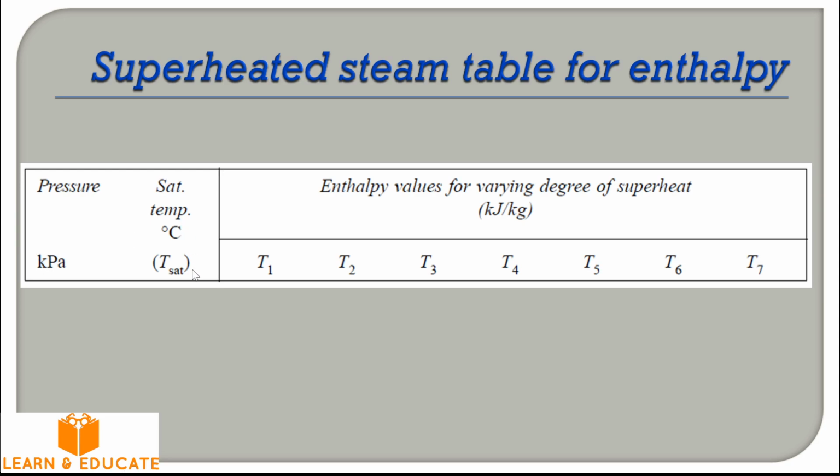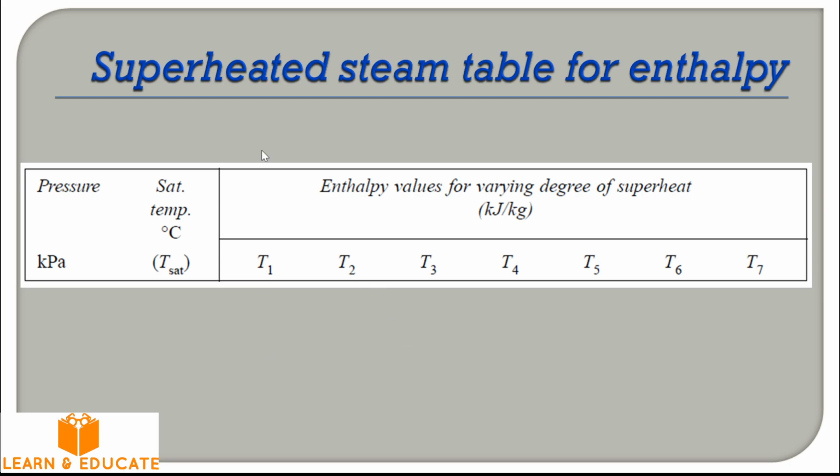So if suppose the pressure is 1 atmospheric pressure, if the temperature given is 110 degrees Celsius, obviously you have to look into this table, because you know that the condition of steam at that temperature is superheated. So corresponding to 110, T1, T2, T3 up to T7 will be given. So this will be enthalpy value for varying degree of superheat. So different temperature values will be given here from the saturation temperature. So correspondingly enthalpy values will be given.